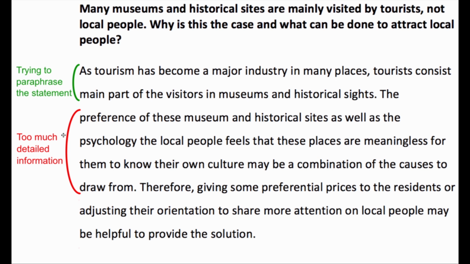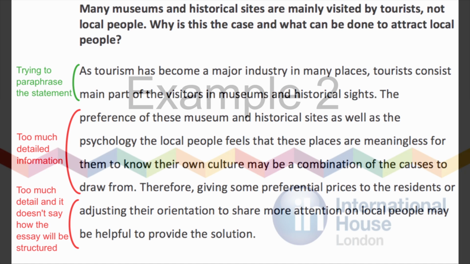The third one goes into too much detail about the solutions, so this isn't good, and it also doesn't explain how the rest of the essay will be structured. So the first sentence is good, trying to paraphrase the statement, but then this student has written far too much information. There's far too much detail that really should be in the main body of the essay, not the introduction.